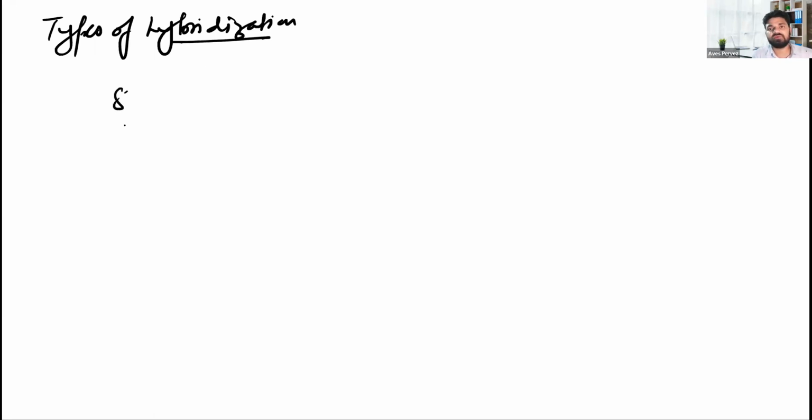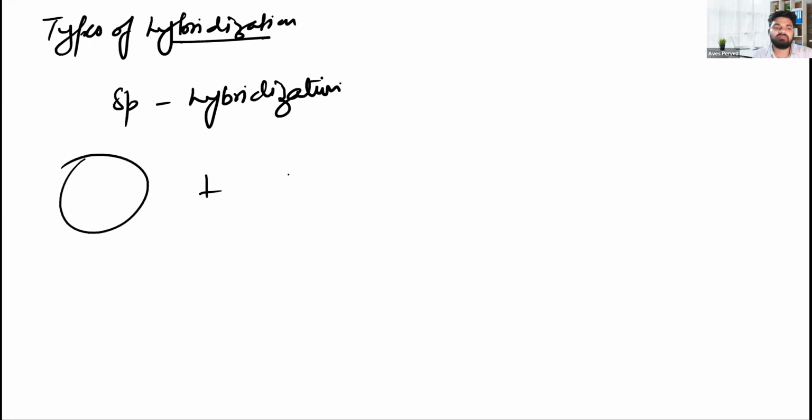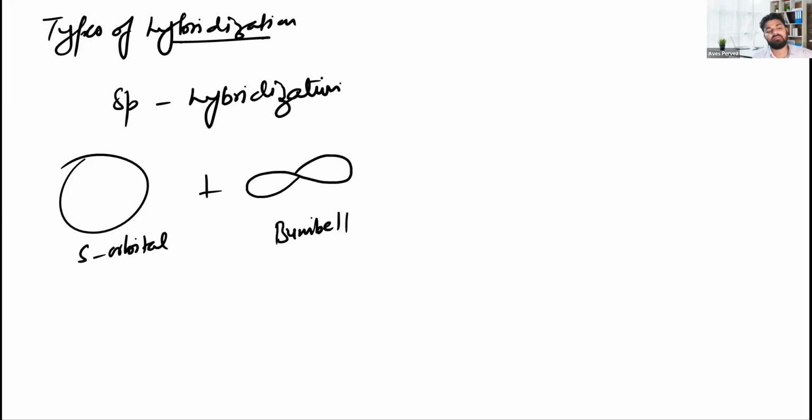Okay. The first one is sp hybridization. So if I talk about sp hybridization, we have, for example, first one s orbital. S orbital is spherical in shape and p orbital is dumbbell in shape. Dumbbell. Okay. So this is p orbital.